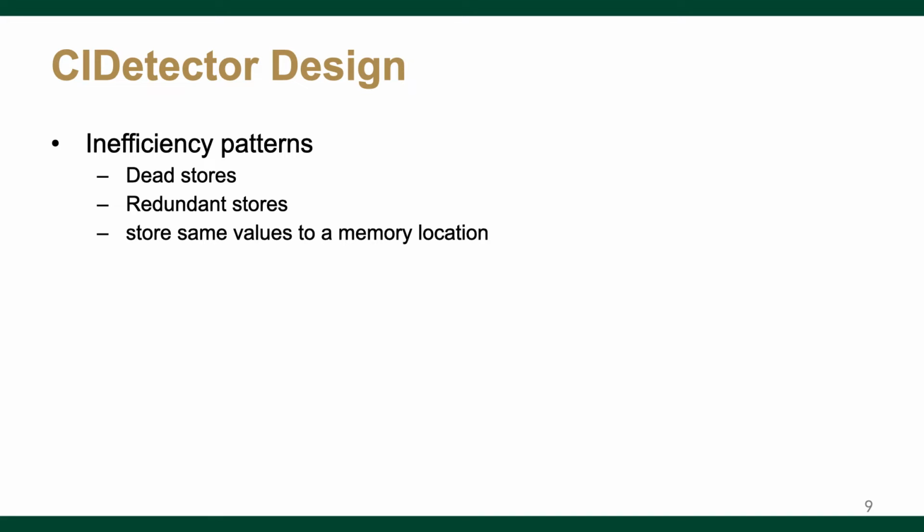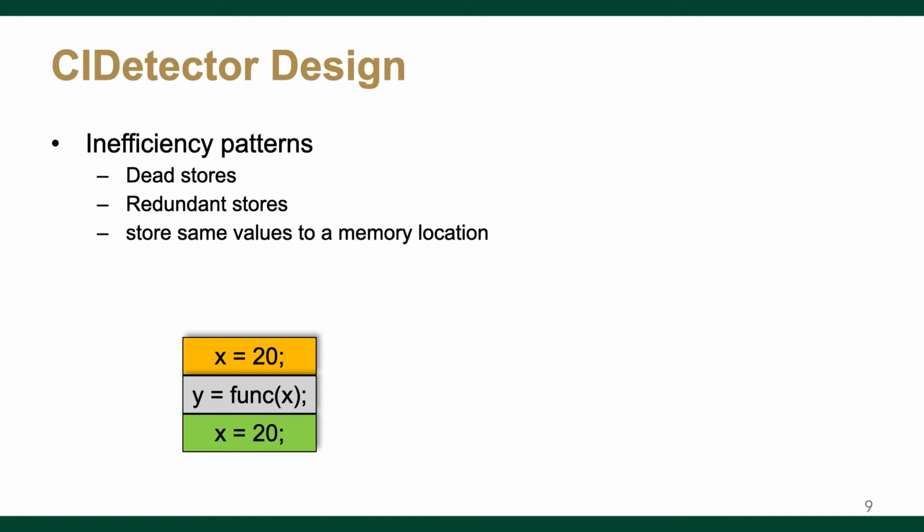And then we have redundant stores, which means storing the same value to a memory location. For example, first we store 20 to a memory address. Then the memory address is loaded, and another store operation writes 20 to this memory address again, which makes the second store redundant.